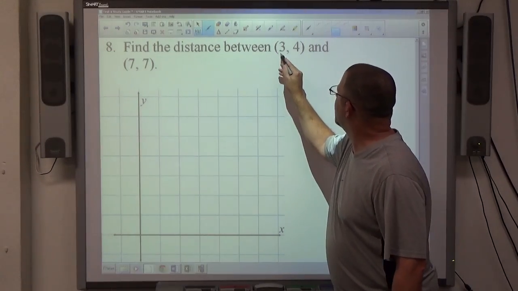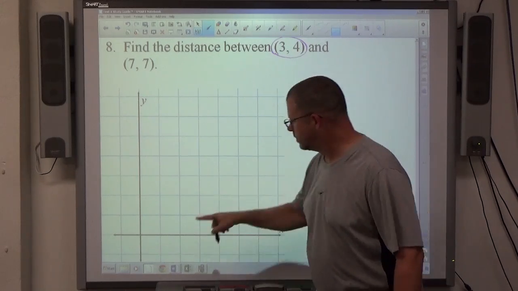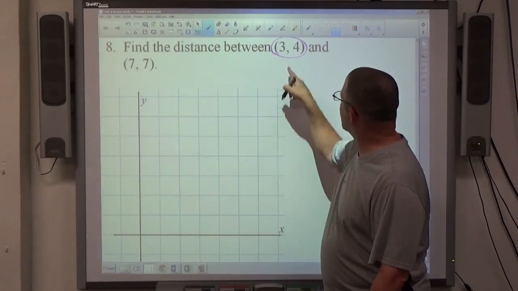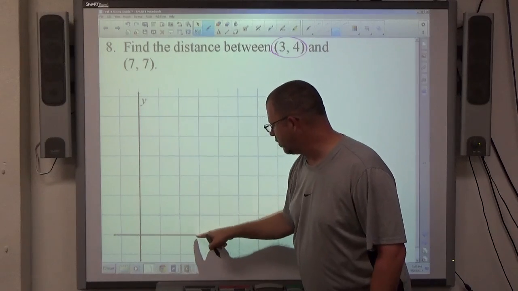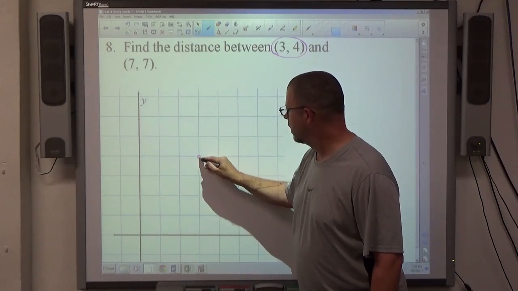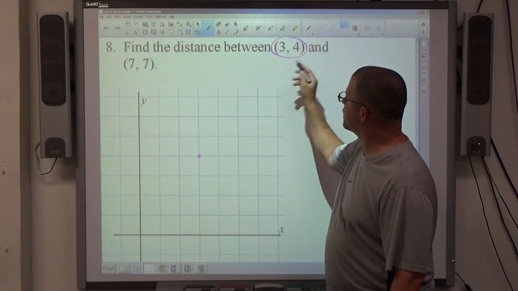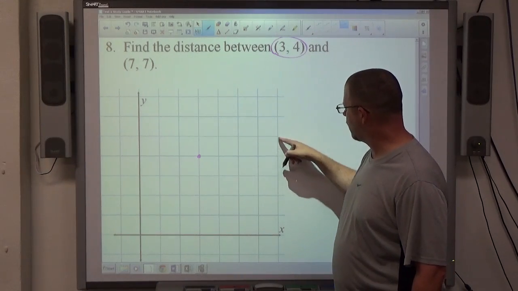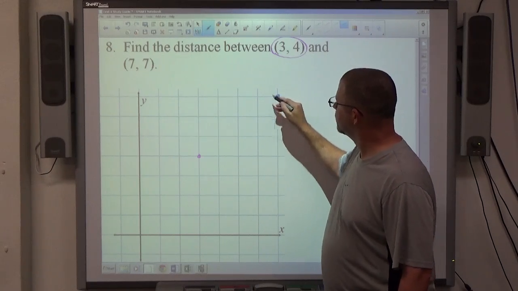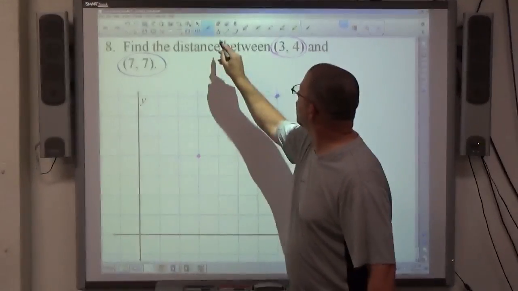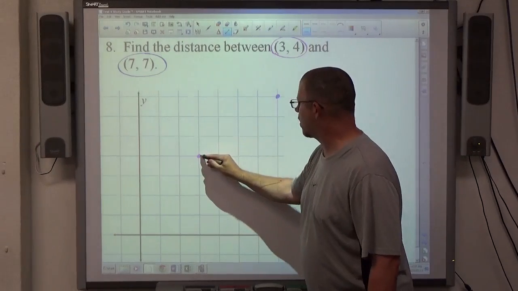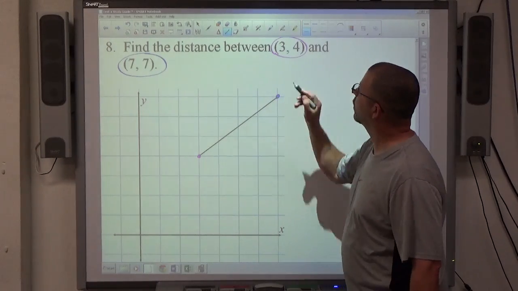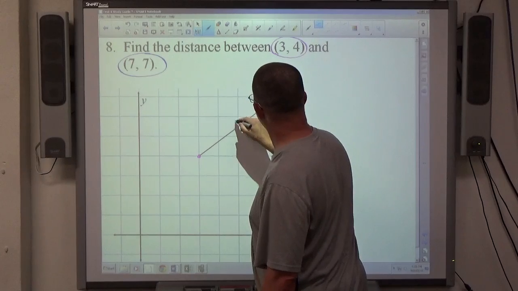But we're going to find the distance between the points (3, 4). Here's the y-axis, here's the x-axis, x is 3, y is 4: 1, 2, 3, 1, 2, 3, 4. And the other point is (7, 7): 1, 2, 3, 4, 5, 6, 7, 1, 2, 3, 4, 5, 6, 7. For that, the question asks us simply how far apart are these 2 points. So we're asked to find the distance.